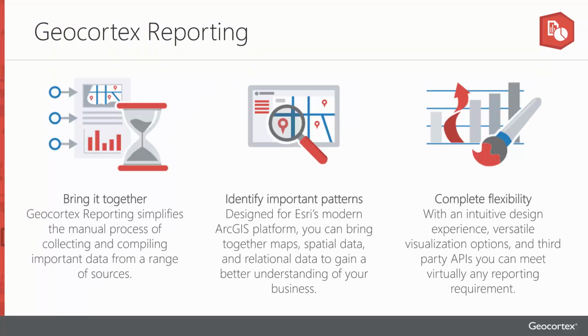Moving on to Geocortex Reporting. So Geocortex Reporting simplifies the manual process of collecting and compiling important data from a range of sources. Specifically designed for Esri's modern ArcGIS platform, you can bring together maps, spatial data, and relational data to gain a better understanding of your business. An intuitive design experience allows you to easily configure reports to meet design and branding requirements. Geocortex Reporting even allows you to connect through a third-party API for additional flexibility.